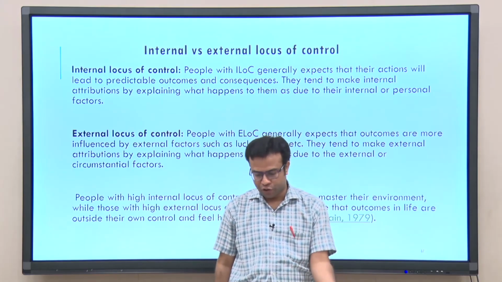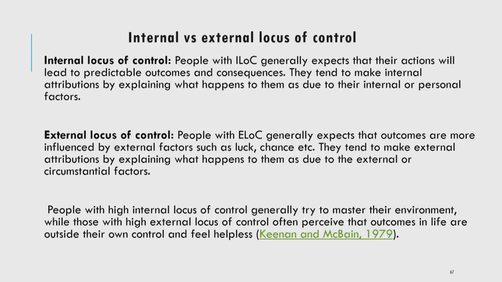So, people with external locus of control generally expect that outcomes are more influenced by external factors such as luck, chance, etc. They tend to make external attributions, explaining what happens to them as due to external or circumstantial factors. People with high internal locus of control generally try to master their environment, while those with high external locus of control often perceive that outcomes in life are outside their control and feel helpless.